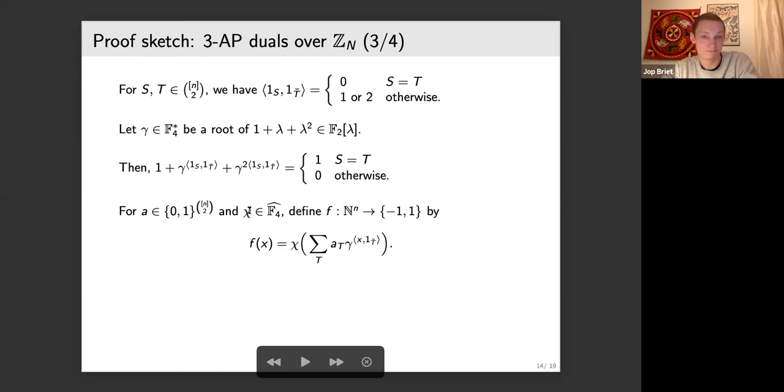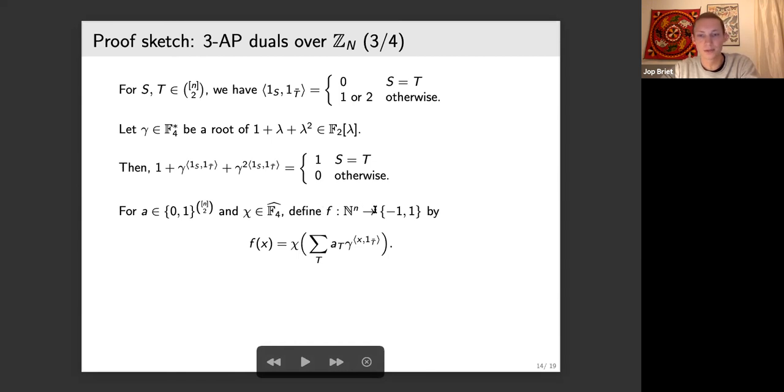To get real valued functions, we'll need a character. In particular, we're going to be using some additive character of F4 that we'll choose later. And the functions that we're going to use to define the 3 AP duals are going to be built out of functions of this form.